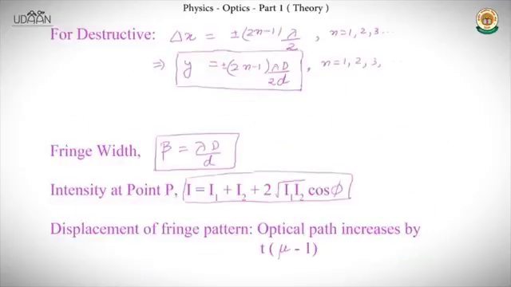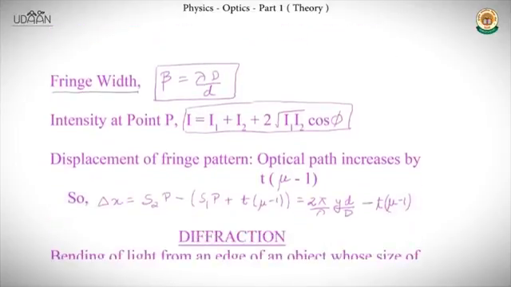For destructive interference in YDSE, the path difference should be equal to an odd multiple of lambda by 2. From this we get the position of point P equal to an odd multiple of lambda into capital D by 2 into small d. Now from the above derivations we can get the fringe width beta, which is equal to lambda into the distance of the screen from the slits divided by the distance between the slits, where lambda is the wavelength of the light used.